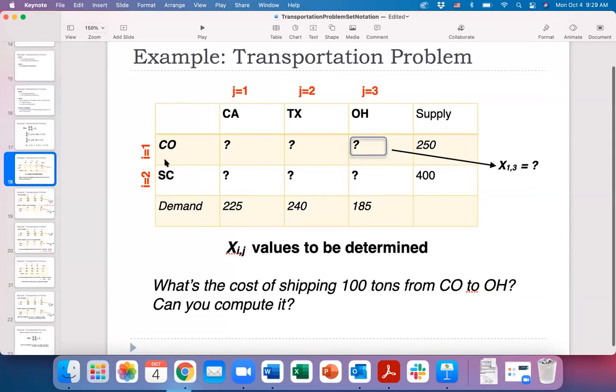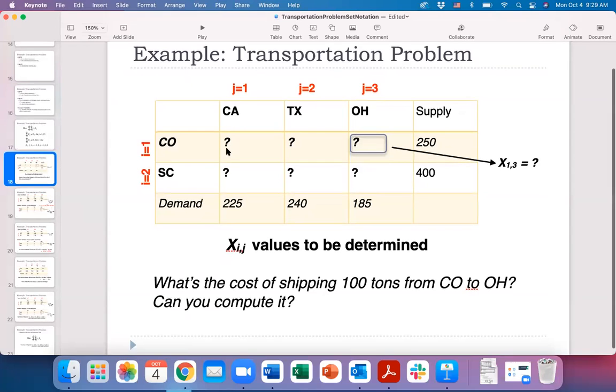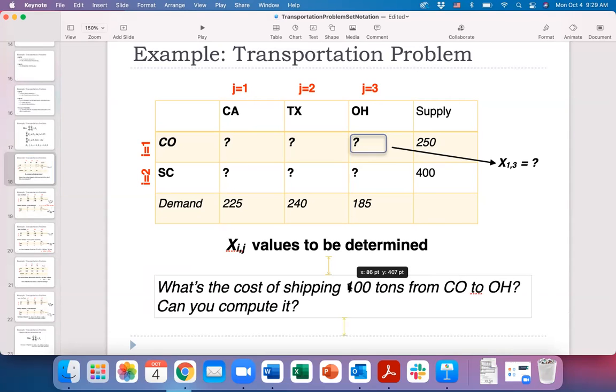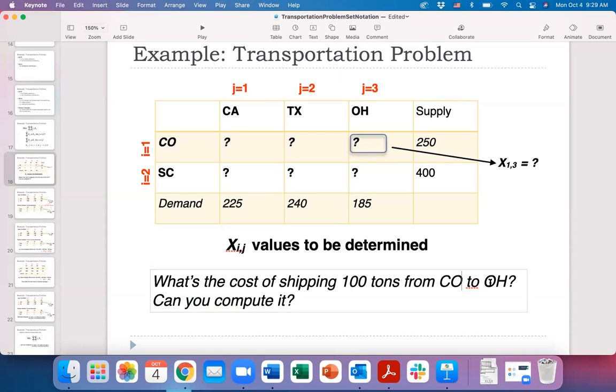First, let's go back and look at our problem instance. So if you were asked, what's the cost of shipping 100 tons from Colorado to Ohio? Can you compute it? That's pretty straightforward, right? So that refers to the decision variable x_ij, the 100 tons being shipped. If our x sub 1 referring to Colorado, 3 referring to Ohio, is 100 tons, what would be the cost?